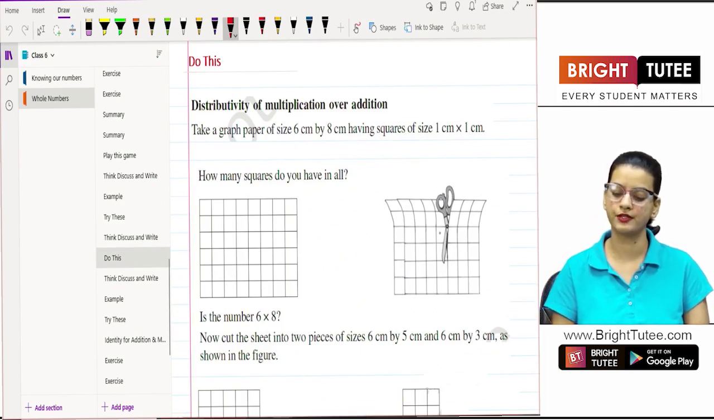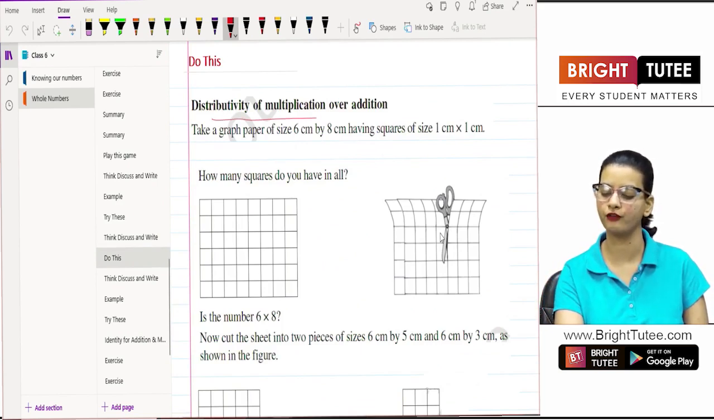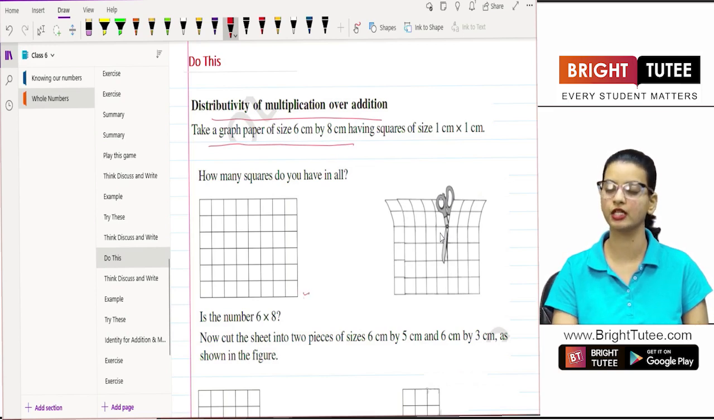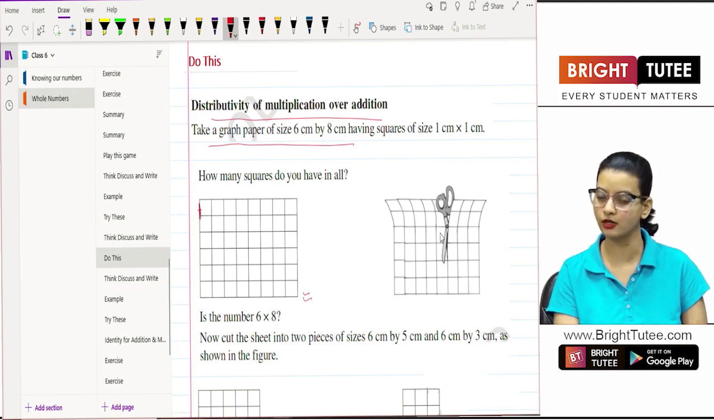We have to see about distributivity of multiplication over addition. Now take a graph of size 6 centimeter by 8 centimeter. So we have taken a graph of size 6 centimeter by 8 centimeter. We have got 6 centimeter in the width. You see that the edge of each box denotes 1 centimeter.